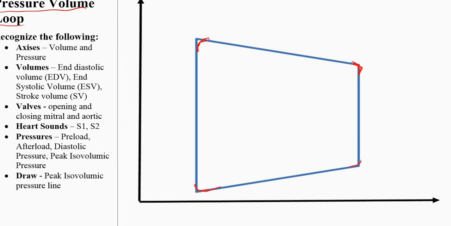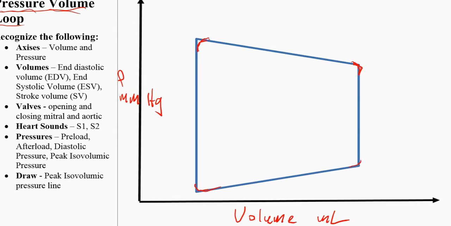And as you can probably guess, pressure and volume are on here. So which is which? Okay. So this is volume, and it's generally in milliliters. And then the other axis is going to be pressure, and it's going to be in millimeters of mercury. And so let's go through it.